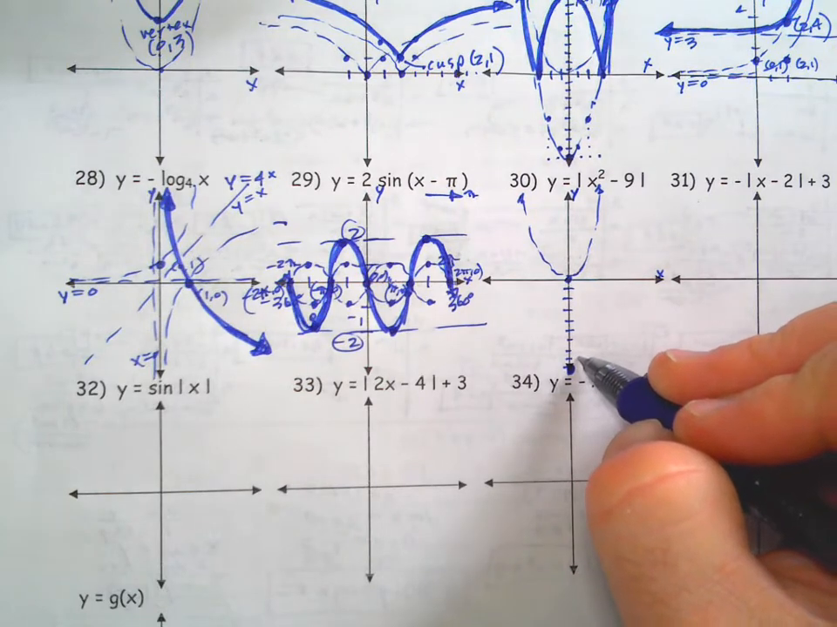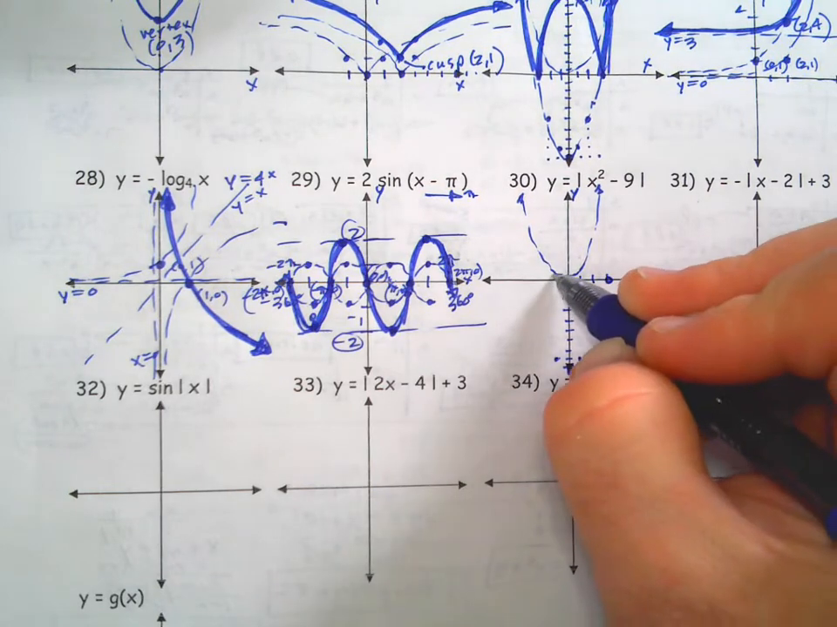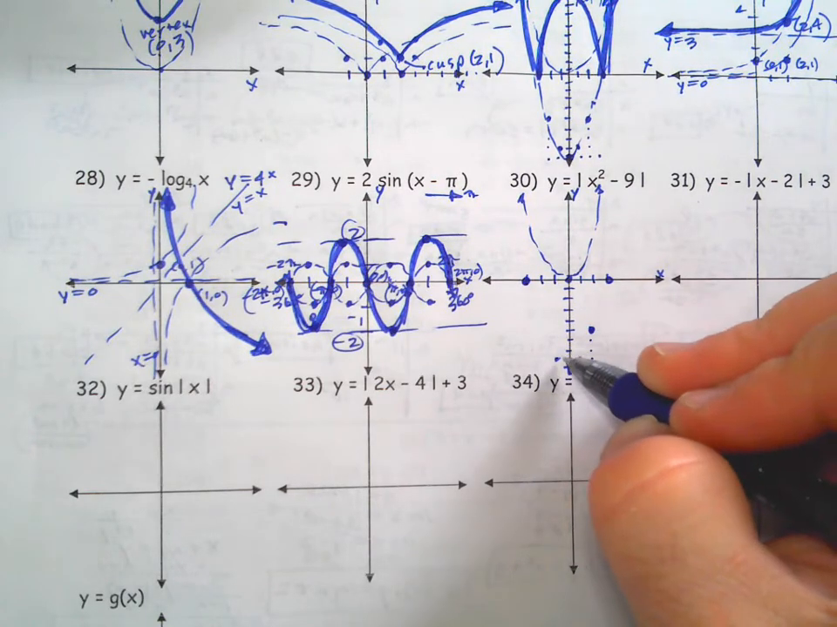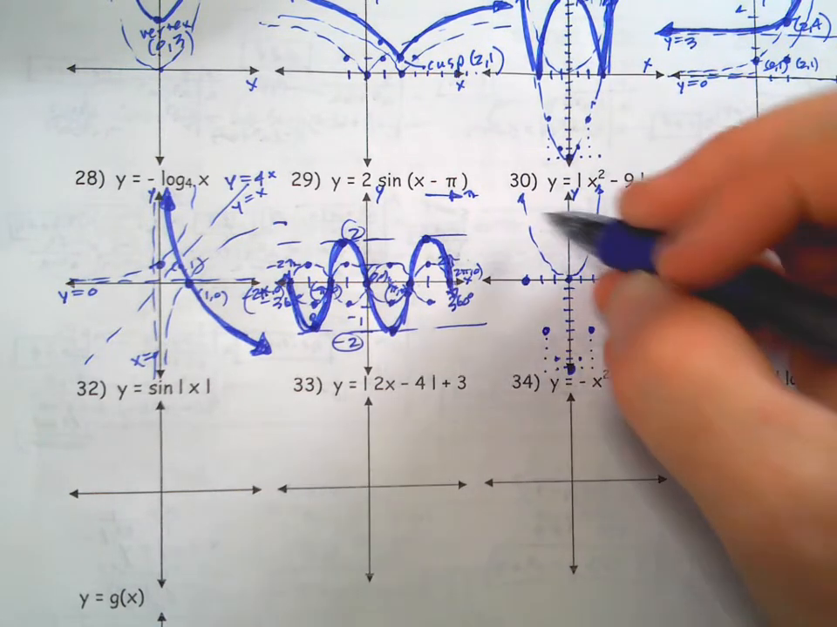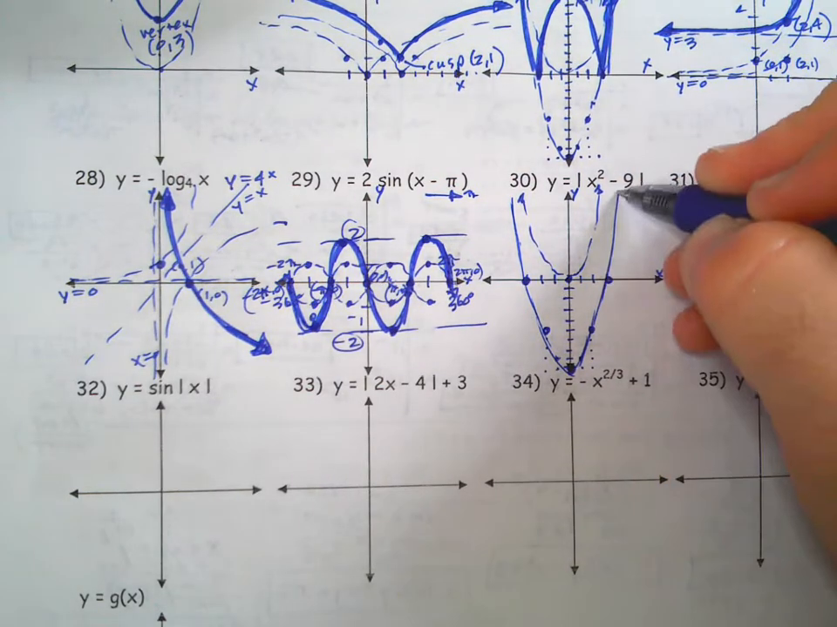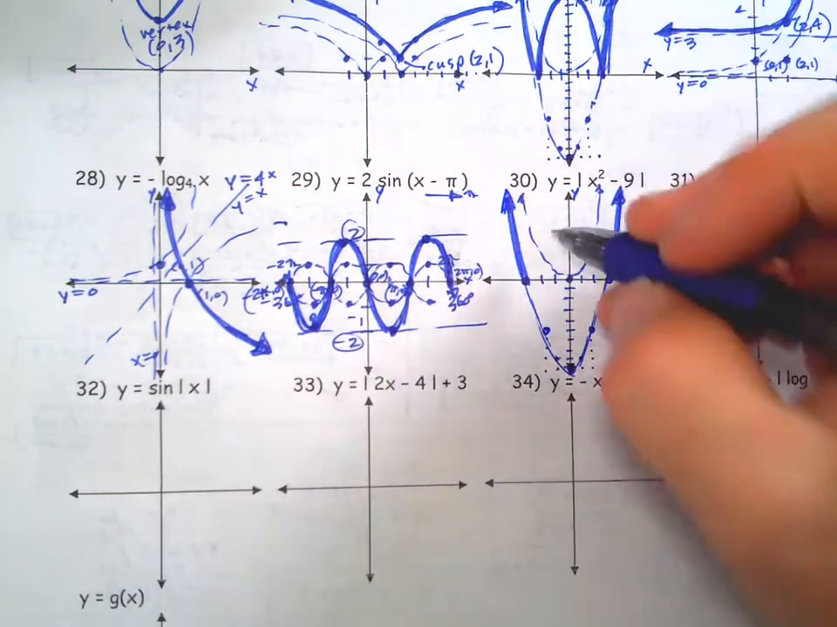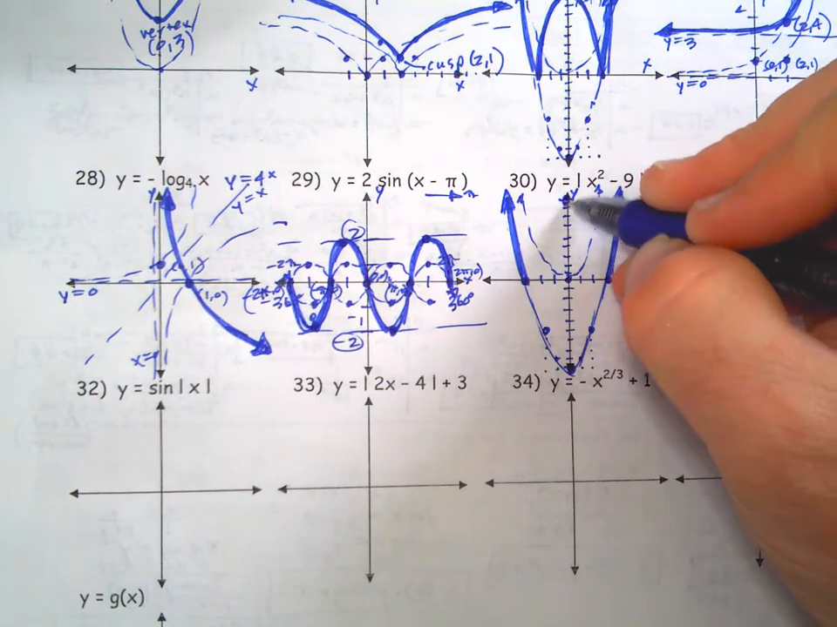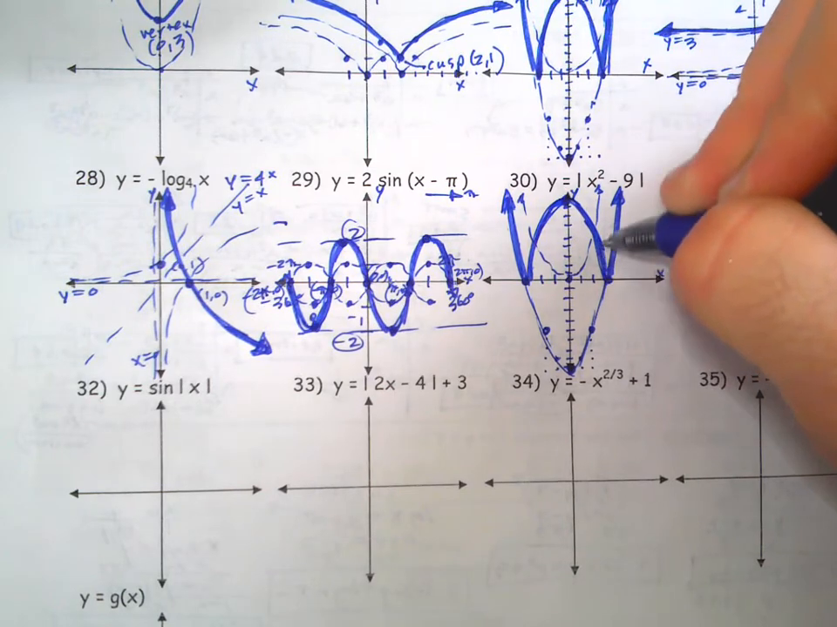1, 2, 3, 4. 1, 2, 4. So then the absolute value, positive parts stay where they're at. Negative part gets flipped. 1, 2, 3, 4, 5, 6, 7, 8, 9. Sharp corners there.